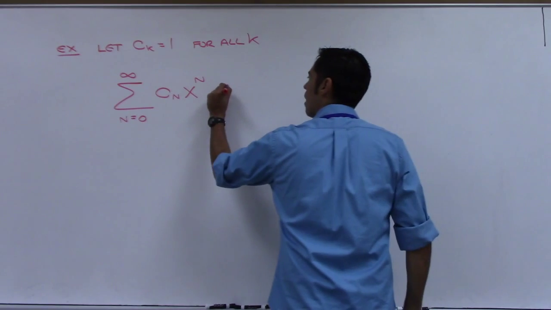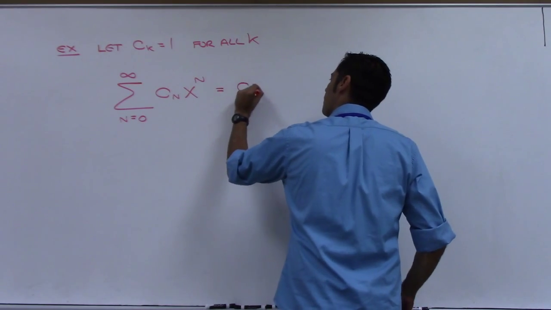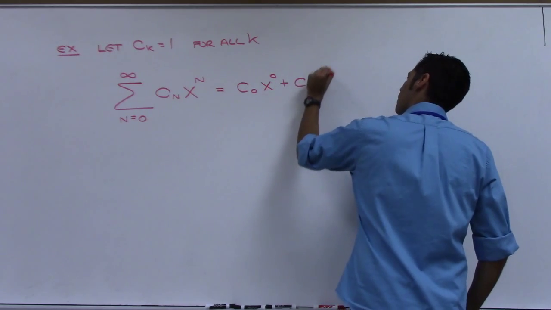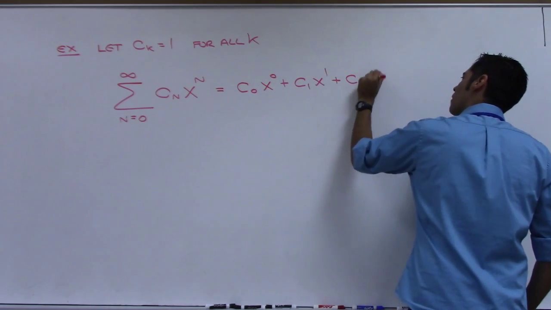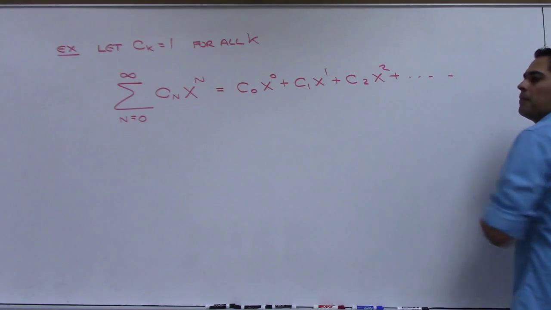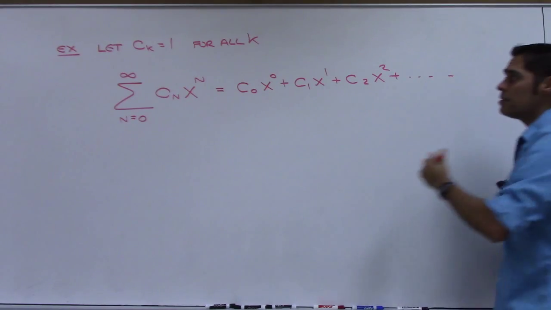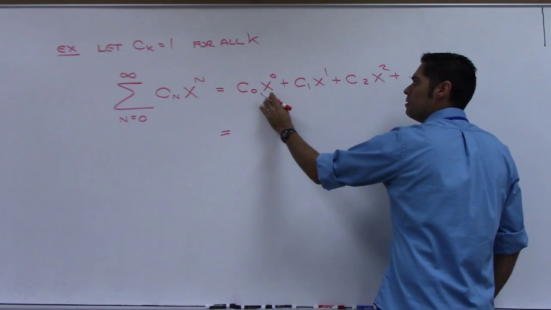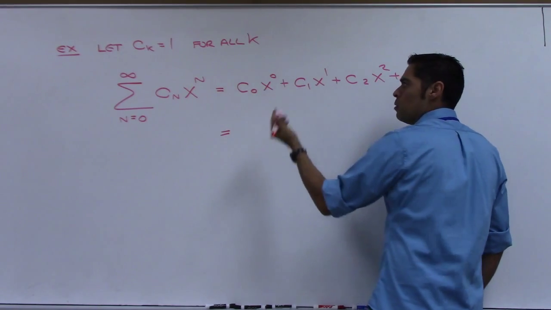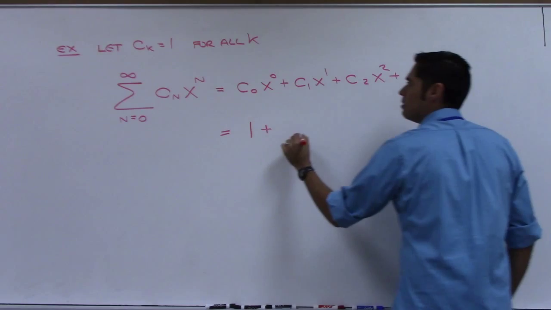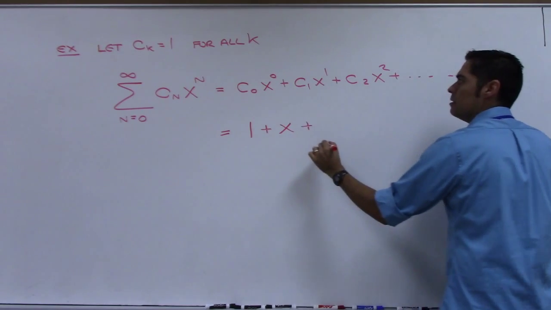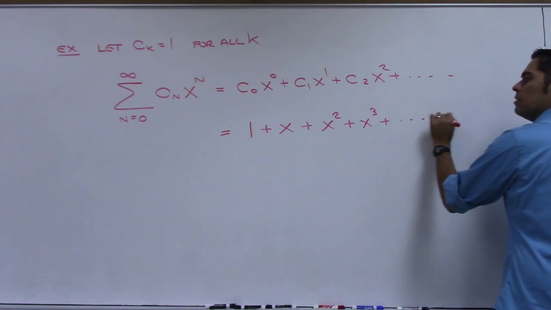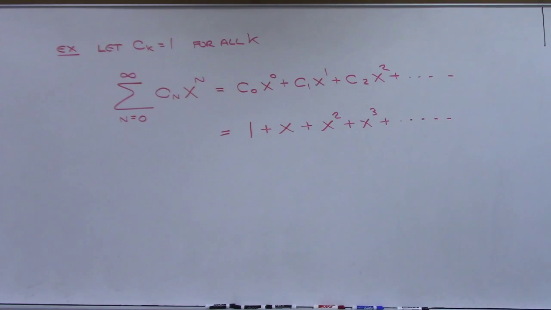Then if I were to write this power series out, if all the c's are 1s, then this just turns into what? What's this? x to the 0, which is 1, plus x squared plus x cubed plus forever, right? That's what that would be.